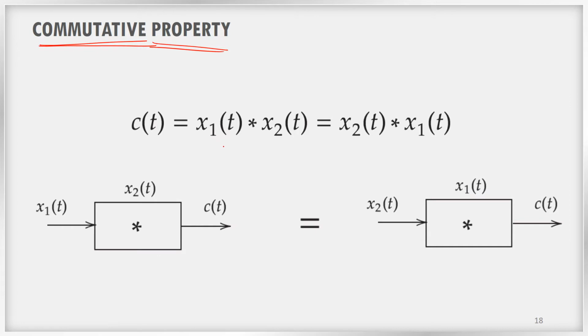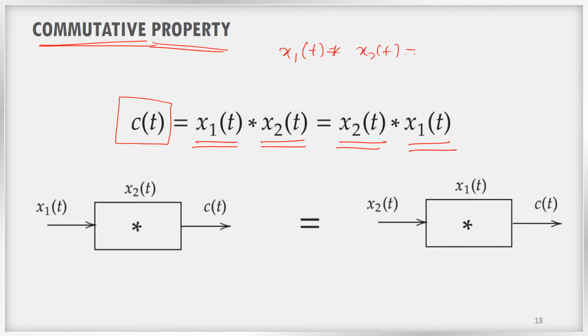What the commutative property says is, if you convolve a signal x1(t) with x2(t), it is equal to convolving the signal x2(t) with x1(t). That means changing the position of the signal in the convolution does not change the result. In both cases you will get the same result, that is, x1(t) convolution x2(t) is equal to x2(t) convolution x1(t), right?